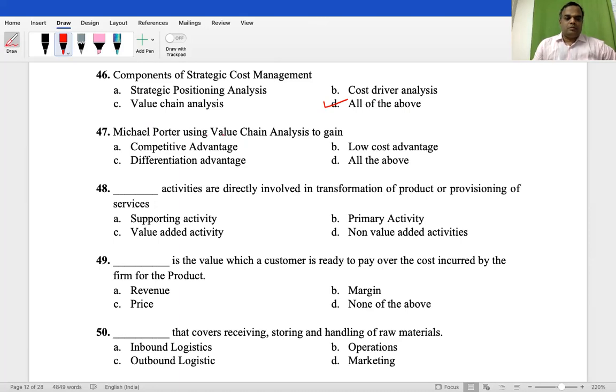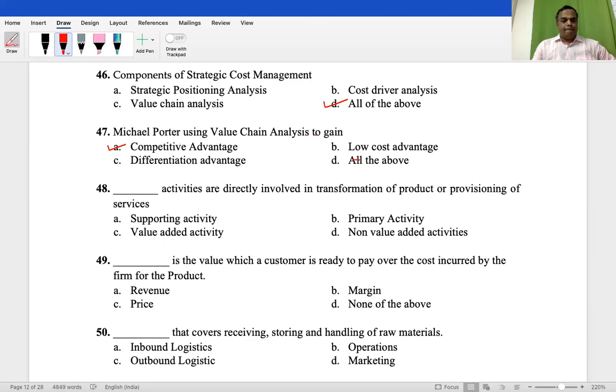Michael Porter uses value chain analysis to gain option A, competitive advantage; option B, low cost advantage; option C, differentiation advantage; option D, all of the above. The right answer is all of the above. Competitive advantage consists of low cost and differentiation advantage. Option A, competitive advantage, is the correct answer.